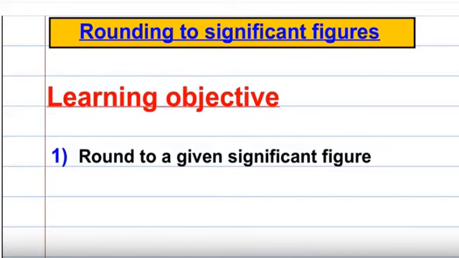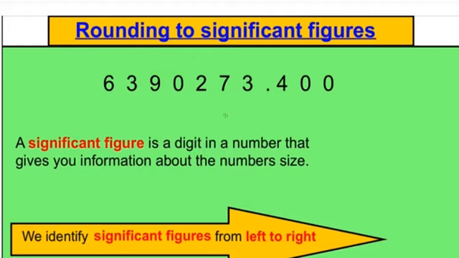Let us discuss rounding of numbers to significant figures. Our learning objective here is to round off numbers to given significant figures. So rounding to significant figures is what we want to do.